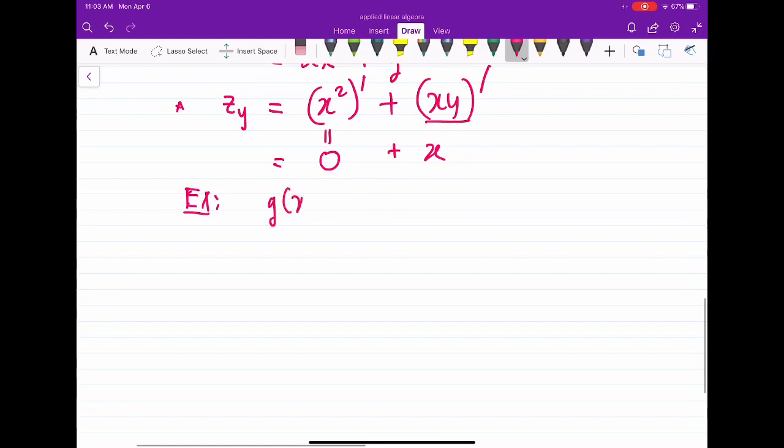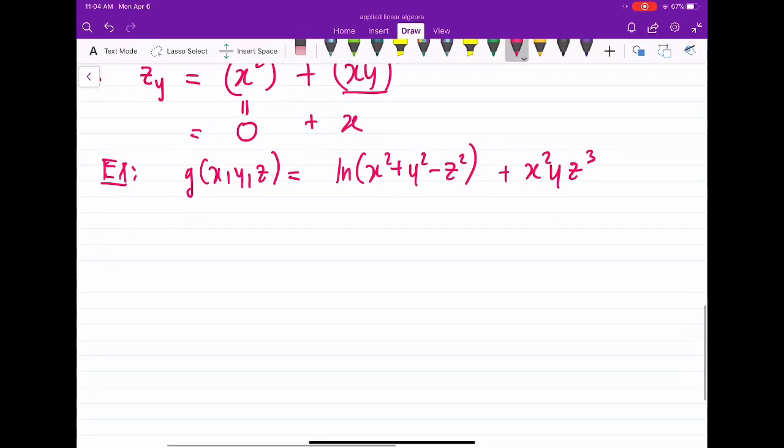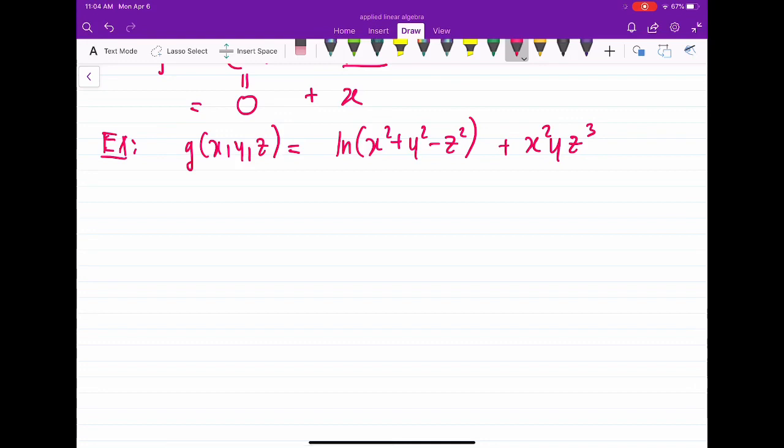Like you have a function of x, y, and z, say g equal to ln of (x squared plus y squared minus z squared), okay? And then plus x squared y z cubed. Let's say that. Now we need to find the partial derivatives of this function with respect to x, y, and z, okay? So I have g with respect to x equal to, I differentiate this function with respect to x and look at y and z as constants.